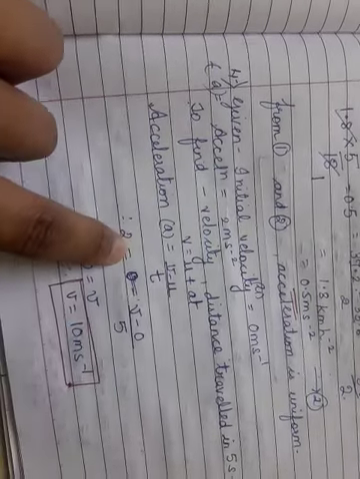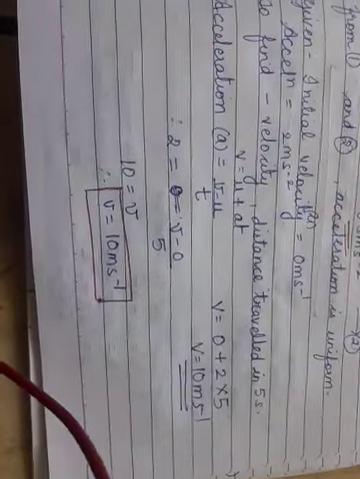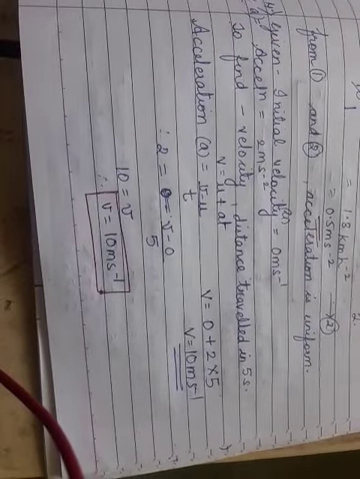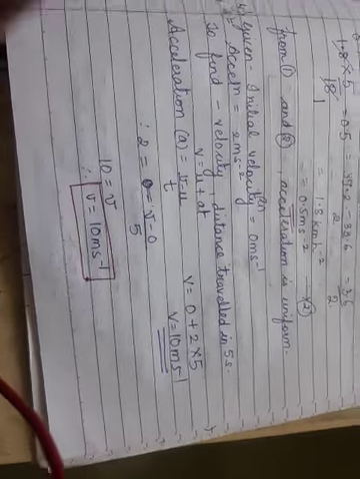Even if you do it the direct way, there is no issue. You can do it by direct substitution also. I'll show you how to do it. So here you can do it directly also. v equals u plus at. v we don't know. u is 0, 2 is the acceleration, 5 is the time. So v equals 10 meter per second.